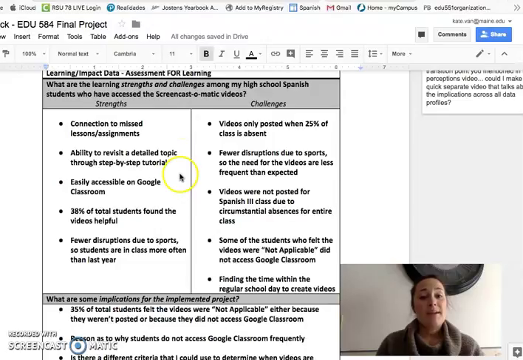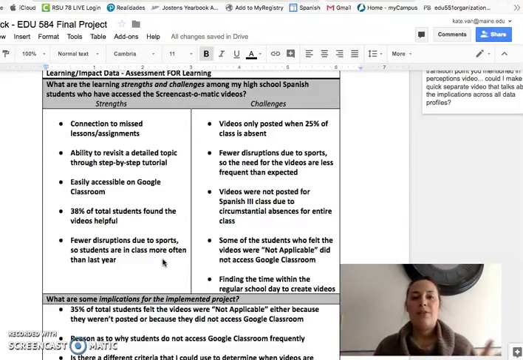So the rest of the strengths, obviously they're easily accessible for most students, or what I had considered easily accessible. I'll kind of talk about that and some data a little bit later in the video. And then 38% of the total number of students, so 38% of 34 students, found the videos helpful. And then the last one, this ended up in both columns.